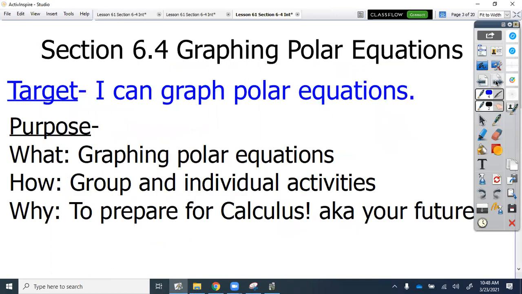This is section 6.4. You have the notes handout to save you time, so have it open in Canvas. Some of you are printing already, awesome job. And our target just says, I can graph polar equations. So I want to show you how you can graph these like normal equations we've graphed in the past. We're going to take a look today.